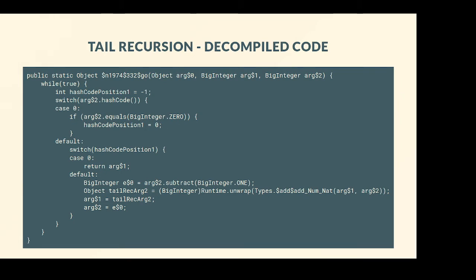So this is the decompiled code. So you see here, this is the go function. And in the JVM bytecode, you would see goto, but if you decompile it, it actually transforms into a while loop. So the second branch you see here is not actually calling the go function itself, but it just replaces the arguments with the new values, and then it goes to the beginning of the loop and continues the next function invocation.